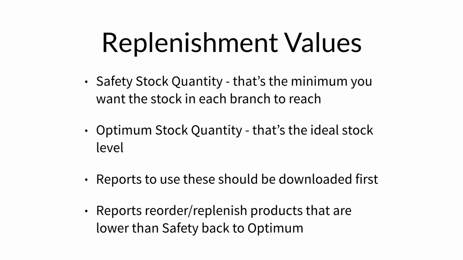The second thing that we need to look at is the optimum stock quantity. And so that's the ideal stock level that you want that product to be. And likewise, that can be different for each branch. So you might want to allocate different optimum stock quantities for different branches.